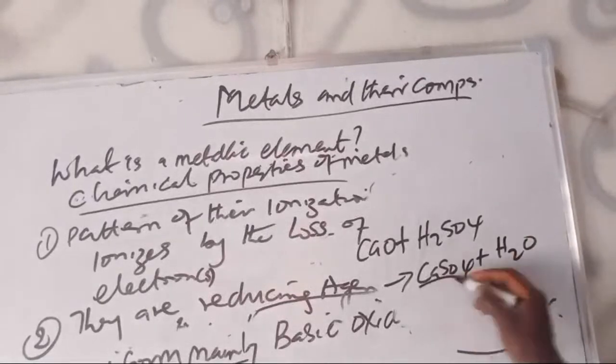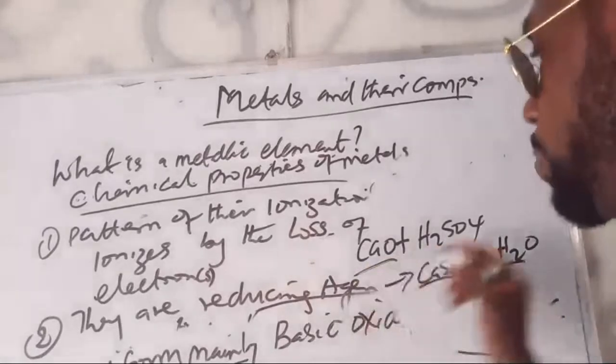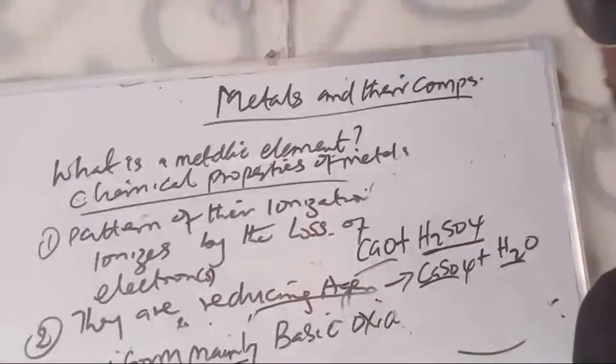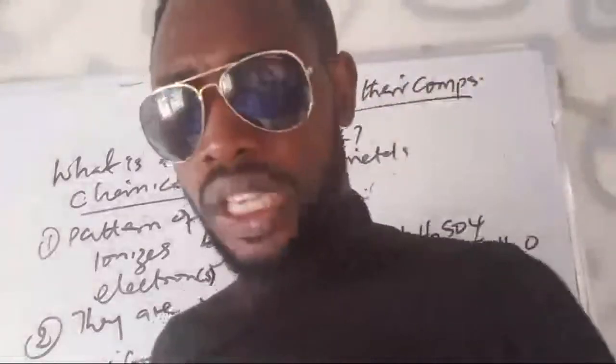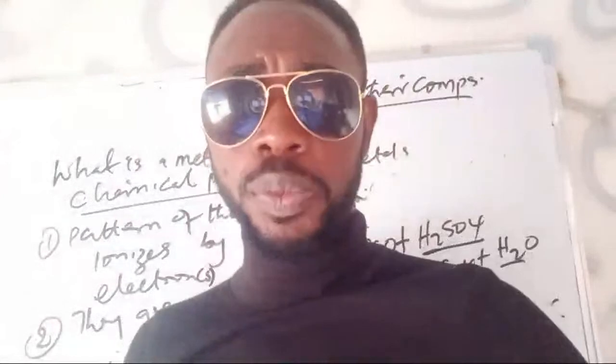This is a salt, this is water, which means calcium oxide here is acting as nothing but a base, because this is already a known acid. So these are the properties. Then the next chemical property of metallic elements, we have their displacement reaction.